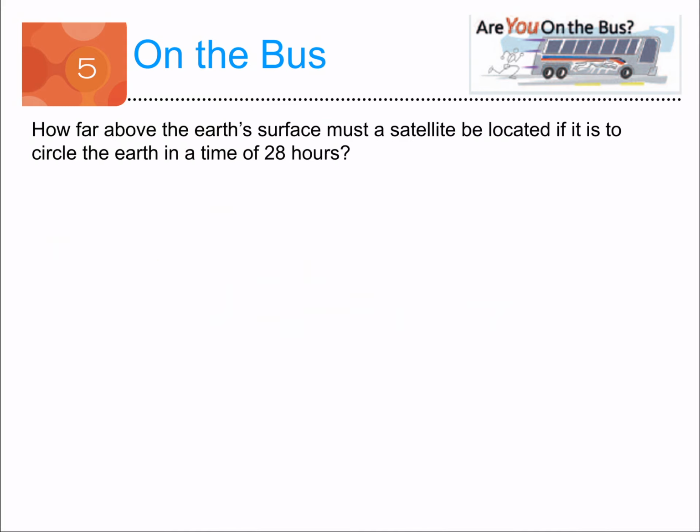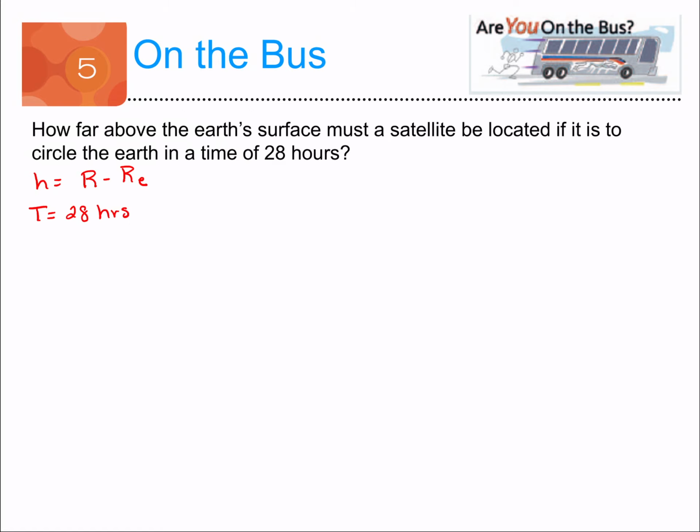Now, in this one, you're looking for how far above the Earth's surface. So we're basically looking for H. So let me give you the formula for H, because it's not on your formula sheet, so you might want to add this. H equals R minus R of the Earth. Okay? So we're looking for how far above the surface, in this case, what is H, must a satellite be located if it's to circle the Earth in a time of 28 hours. So our period is 28 hours.